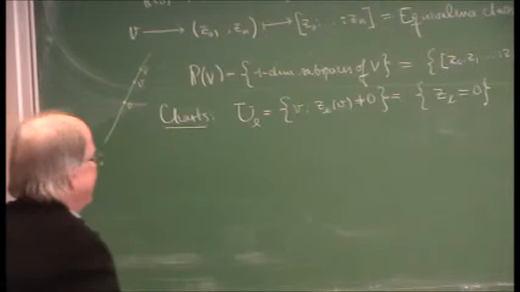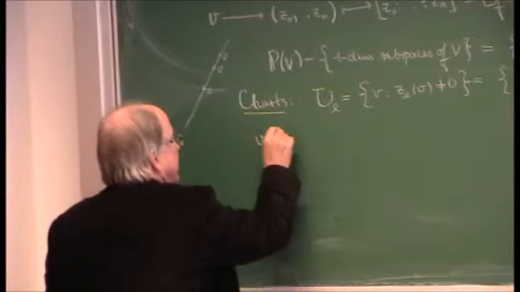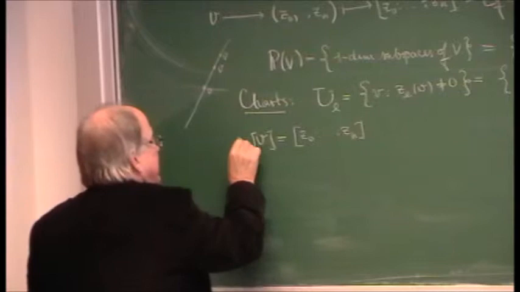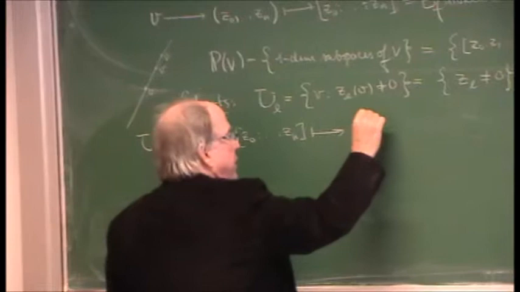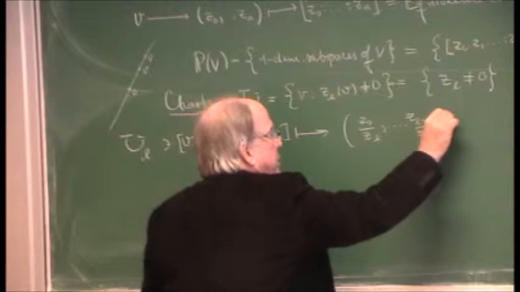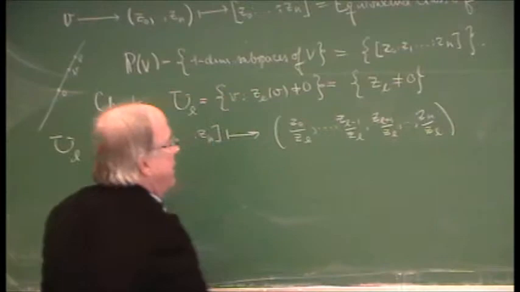So that's an open set. And if we are in this set, so a line in this set, which has homogeneous coordinates in this set, is mapped by the coordinate map by division by ZL. Of course, I leave this one out, so let me write here L minus 1, L minus 2, L plus 1. I leave the middle one out here. These are the coordinates in Cn.